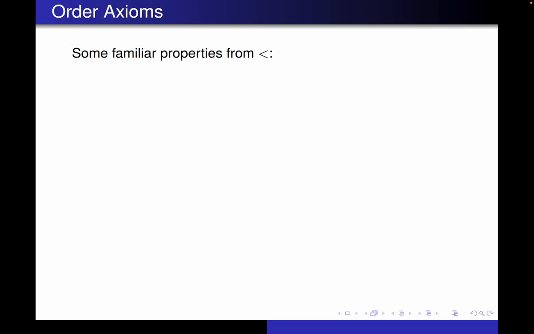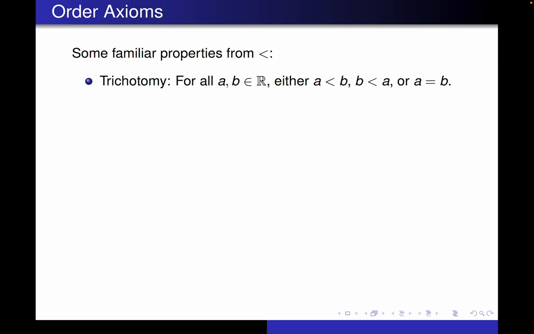So if we move on to the order axioms, we're going to have actually the same axioms that we saw when we were constructing the integers. So this isn't going to be anything new, but it's good to list them anyway. So we have what's called trichotomy, which means that anytime you have two real numbers, either the first one is less than the second, or the second is less than the first, or they happen to be the same number. Those are the only three possibilities.